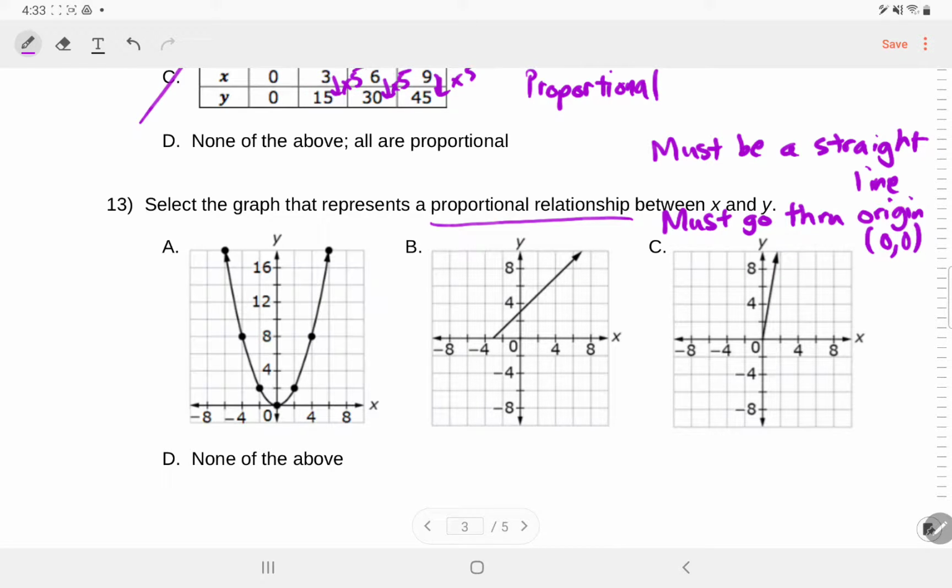So let's see A. Is A a straight line? No, it's not. It does go through the origin, but it's not a straight line. B. Is it a straight line? Yes, it is. Does it go through the origin? No, it doesn't. So it can't be B. For C, is it a straight line? Yes. Does it go through the origin? Yes, it does. So the answer is C in this case.